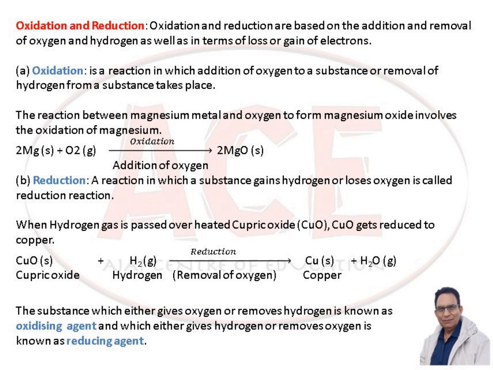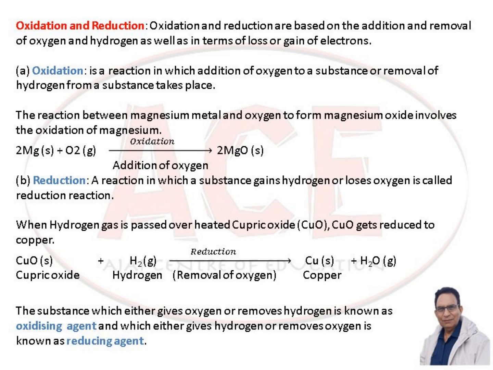Mg plus O2 gives MgO, that is magnesium oxide. So in this case magnesium is oxidized as there is addition of oxygen to magnesium. Reduction: a reaction in which a substance gains hydrogen or loses oxygen is called a reduction reaction.